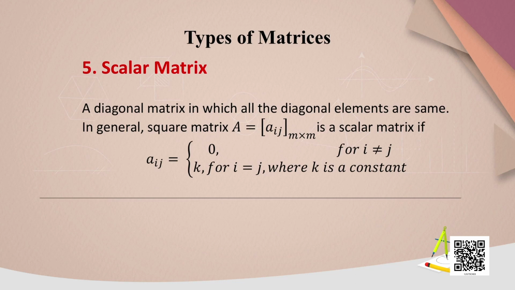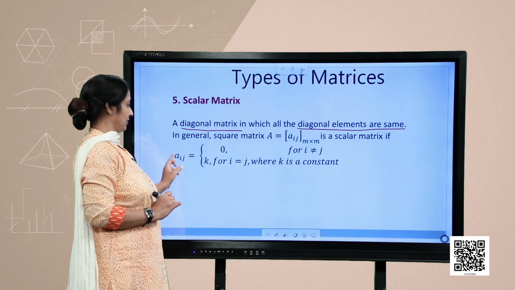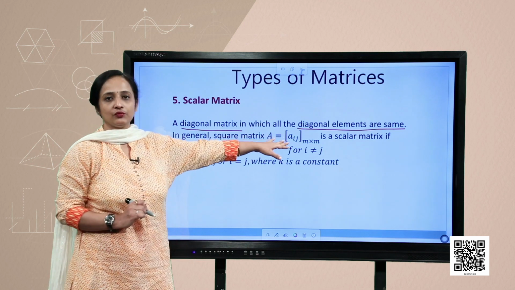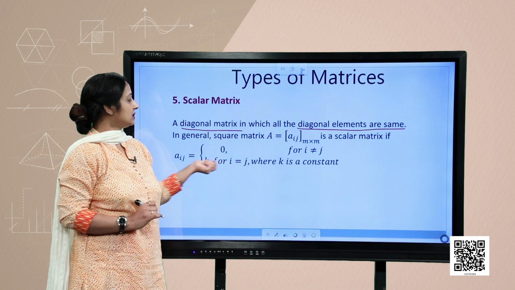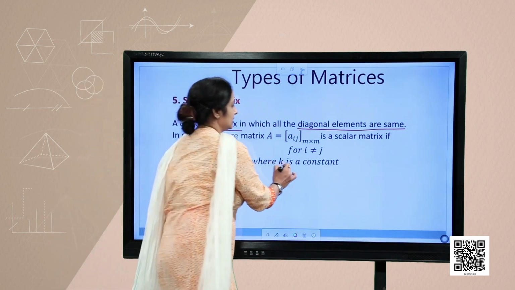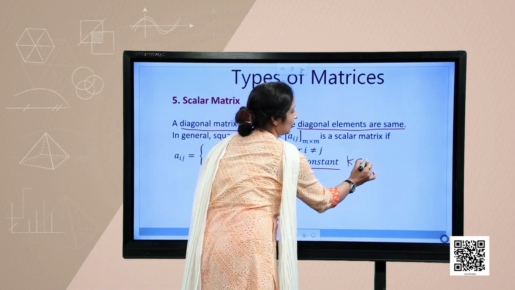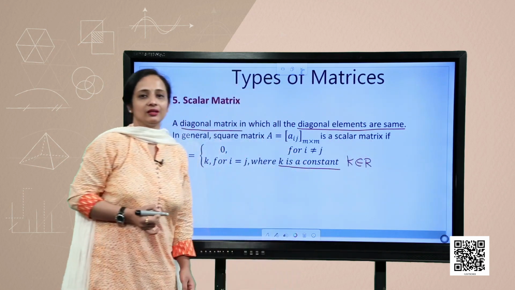Let's move on to the next type, which is scalar matrix. A scalar matrix is also a type of diagonal matrix, but all the diagonal elements are to be the same, they are to be equal. So a square matrix A, Aij, m by m, will be a scalar matrix if Aij is equal to 0 for i not equal to j, but it will be a constant k when i is equal to j. k is a constant. That means k can belong to the set of real numbers.